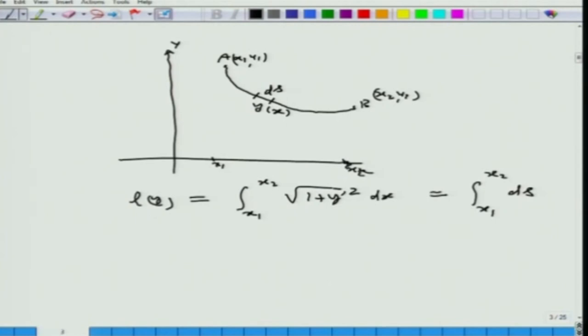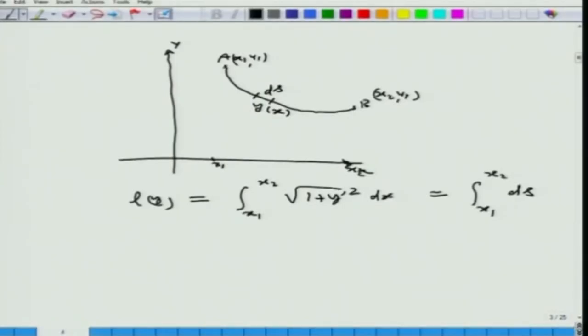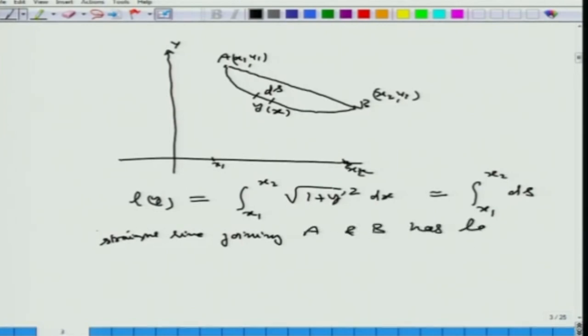Now, the problem of calculus of variations in relation to this is to find the curve such that the length is least. We know the answer is that the straight line joining these two points A and B has the least length, but how do we prove it mathematically?